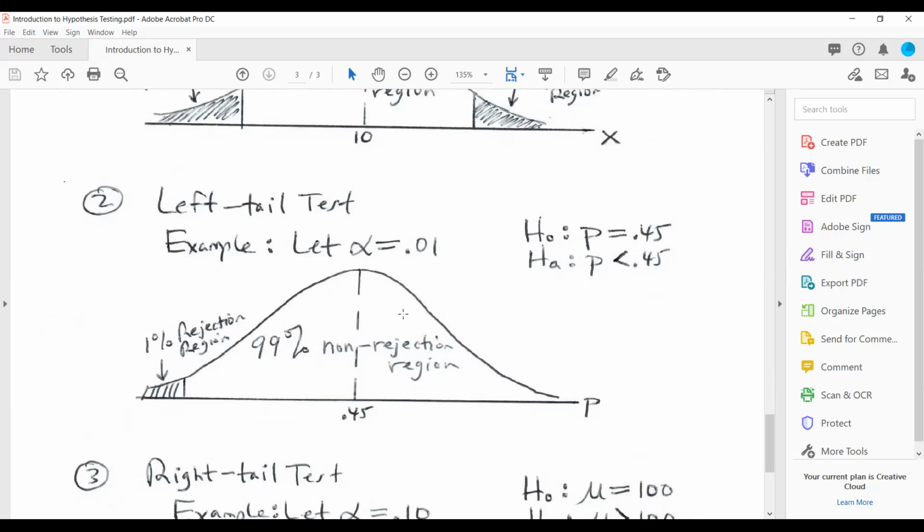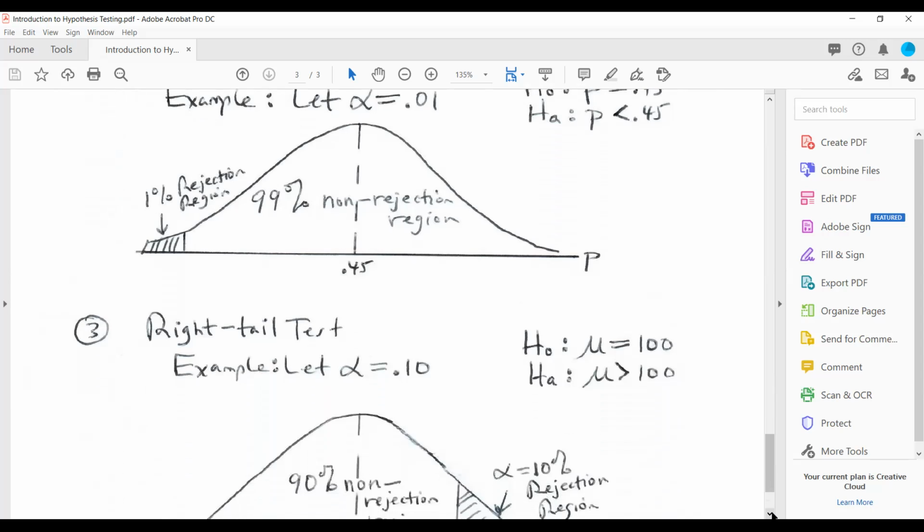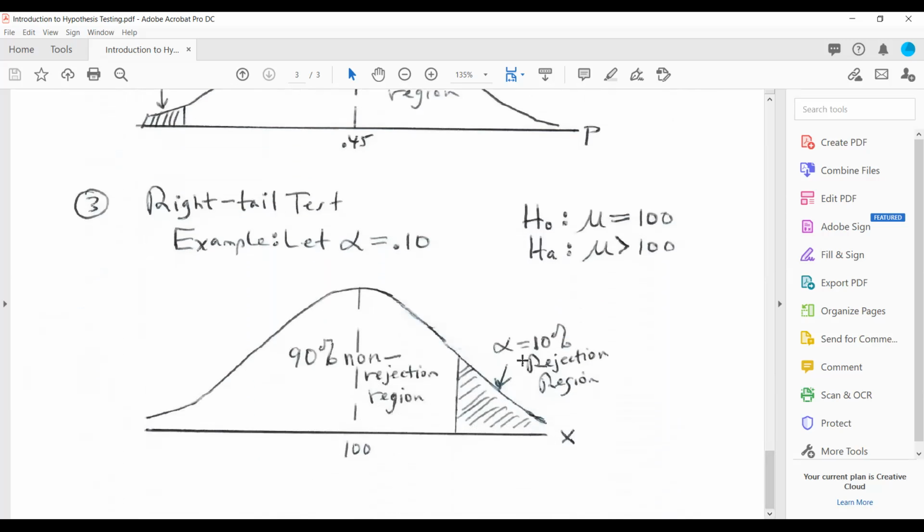All right, so this is called the 99% non-rejection region, 1% rejection region. Alpha determines the rejection region. Then finally, let's look at a third example. This is the example of what's called a right tail test or an upper tail test. Let's do this as an example with a population mean of 100 as the null hypothesis. And let's just say that the alternative hypothesis is that the true population mean is actually greater than 100. In this case, we're going to use a larger alpha level of significance of 0.10.